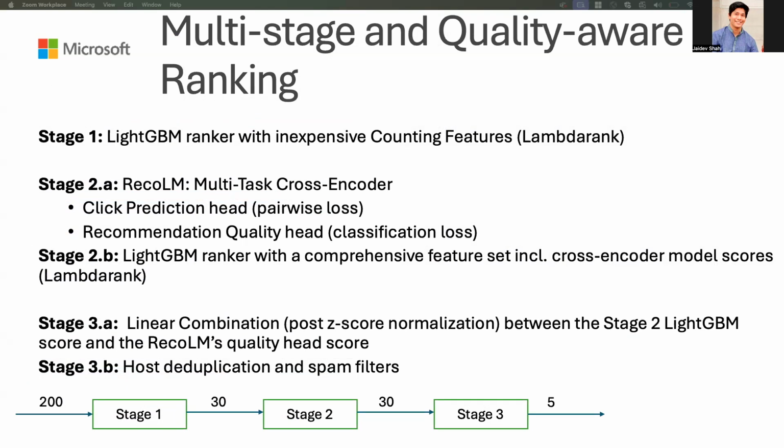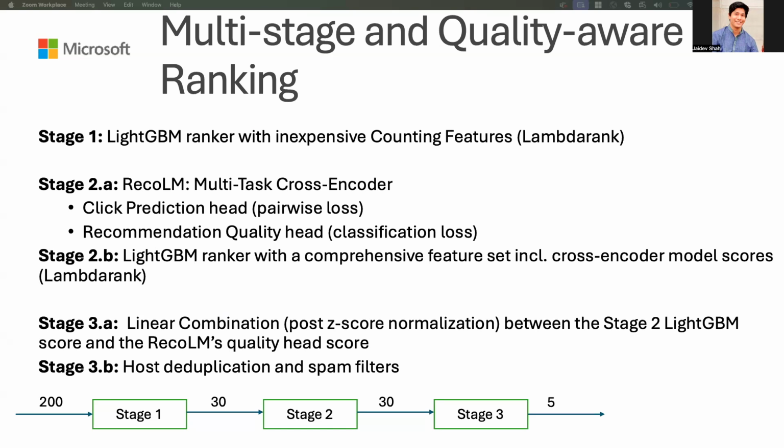After the stage one ranker, there's a cross-encoder model that has two tasks. There's a click prediction task that's trained using pairwise loss, and the recommendation quality task, which is a classification task into one of several quality classes. The cross-encoder model scores, along with a whole bunch of other features, including the counting features, are then fed to another LightGBM ranker that is trained using lambdarank. And this is trained towards, again, click prediction.